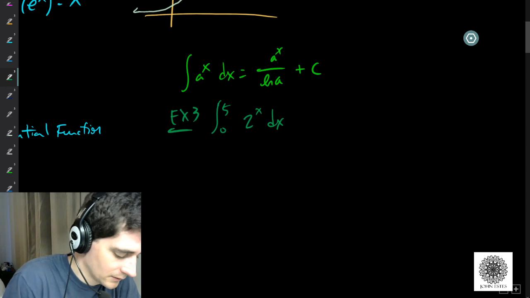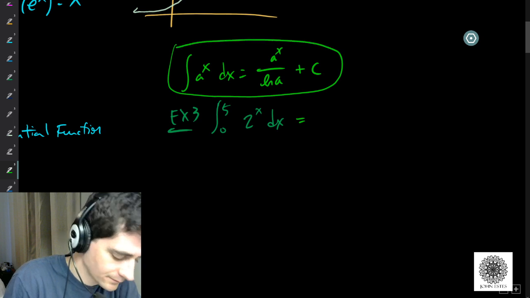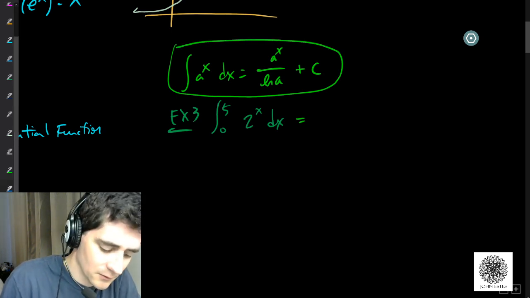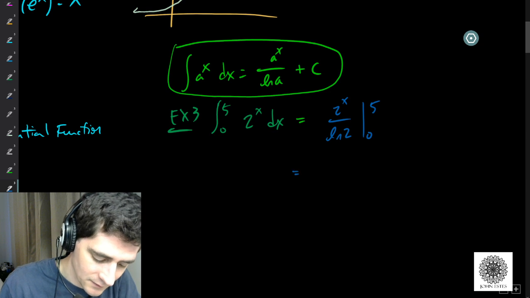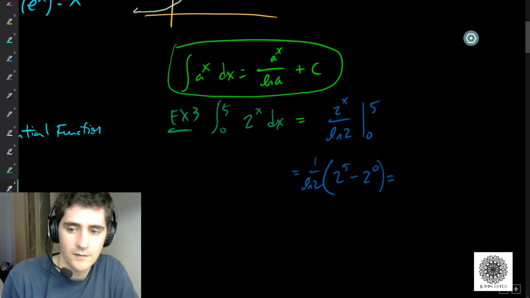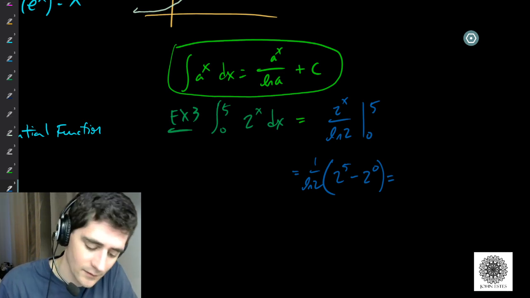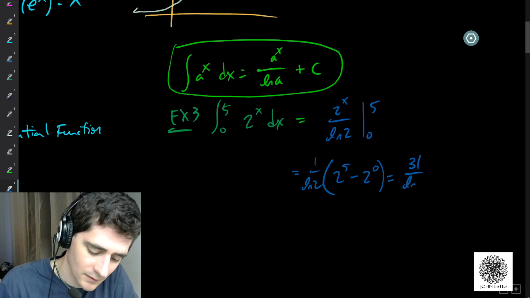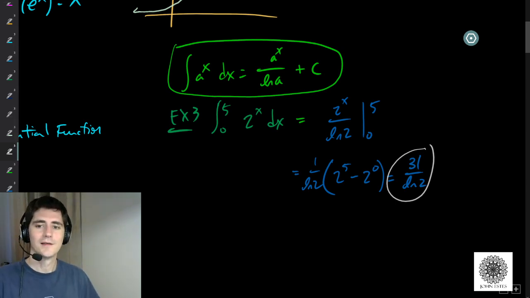Not a big deal, right? In fact, there's not really a lot to be done here, because we know from our formula that the integral is going to be 2 to the x over ln 2 going from 0 to 5. Let's take out the ln 2. You get 2 to the 5 minus 2 to the 0. 2 to the 5th power is 32. 2 to the 0 power is 1. Subtracting those, you get 31 over ln 2. There's your area. Okay, good.